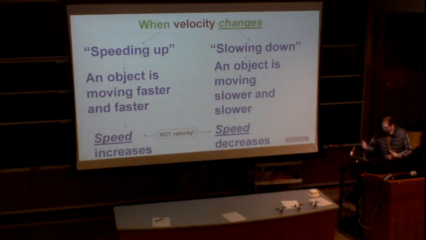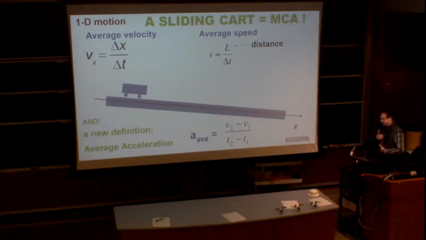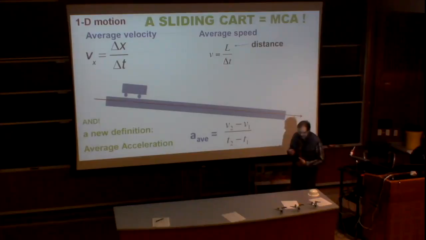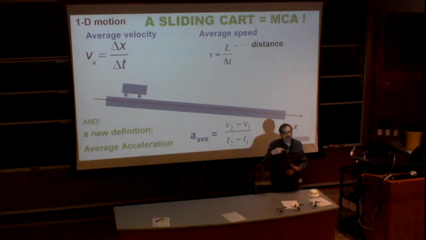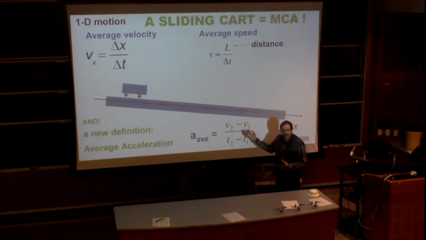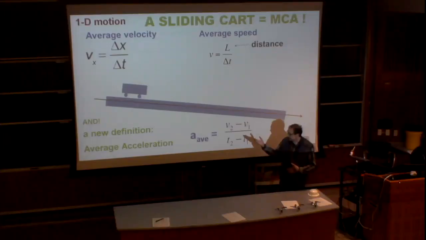Now, when speed changes, an object is speeding up or slowing down, and this is a very common model to keep in mind for how it might happen. So when speed changes, we need something to characterize how fast velocity changes, because velocity is more important than speed. Velocity also has a direction. And of course, when something changes, we calculate the rate of change of that thing. This is an official definition of a new variable, which describes how fast velocity changes. We call it, in this situation, average acceleration.